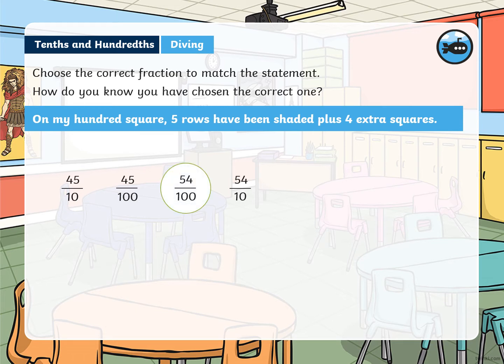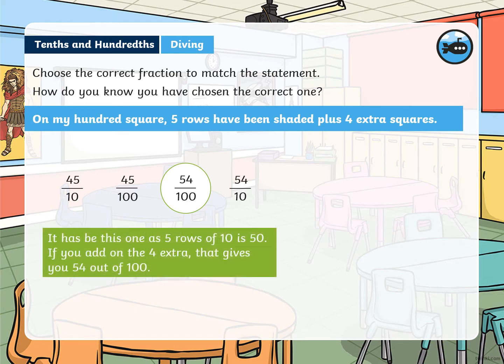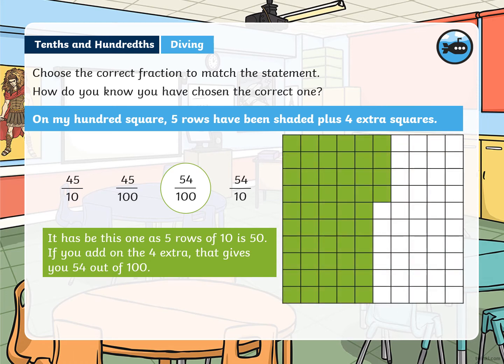That's right, it's 54 100ths. It has to be this one, as 5 rows of 10 give us 50 little squares, don't they? And if you add on the 4 extra little squares, that gives you 54 out of 100. So 54 100ths. And here they are represented for you. So you have 10, 20, 30, 40, 50, 54 of those 100 little squares coloured in.